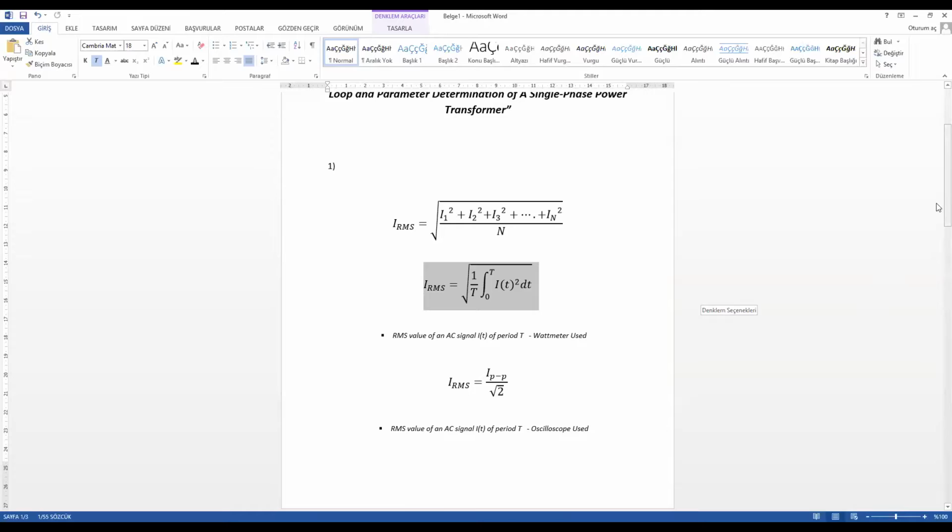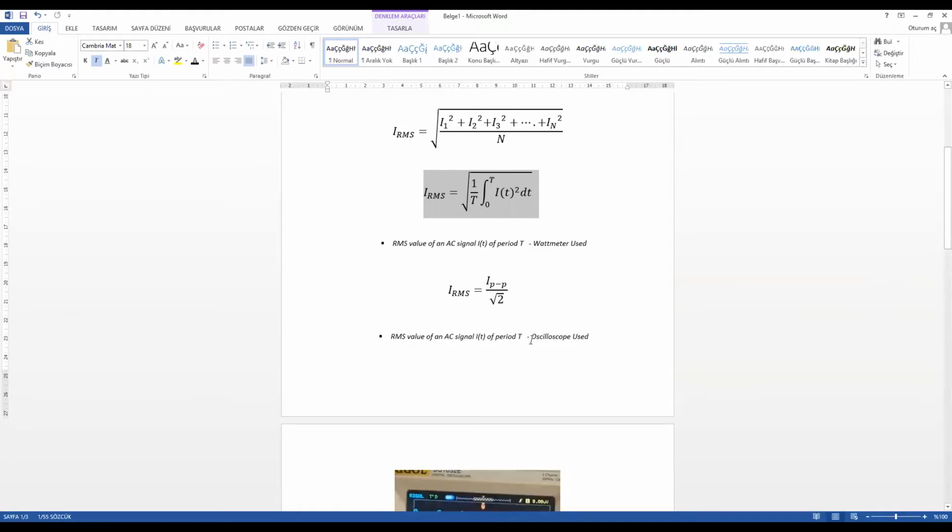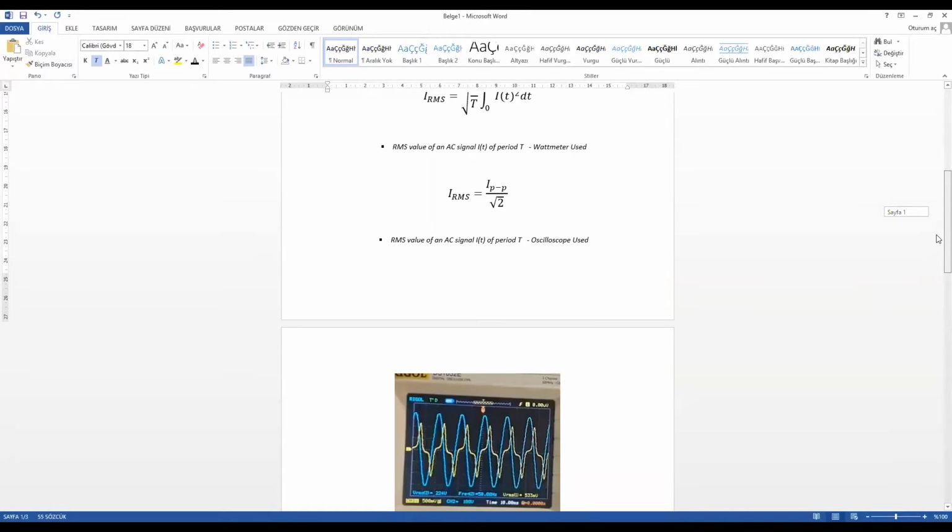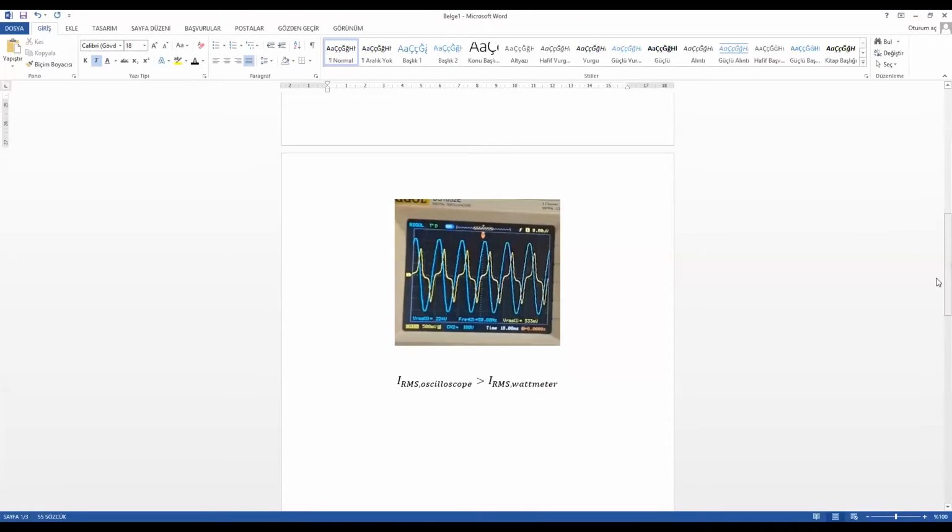On the other hand, the oscilloscope uses this equation: take the I peak-to-peak and divide it by the square root of 2. Therefore, the RMS values measured from the oscilloscope were more than the wattmeter ones in the laboratory.